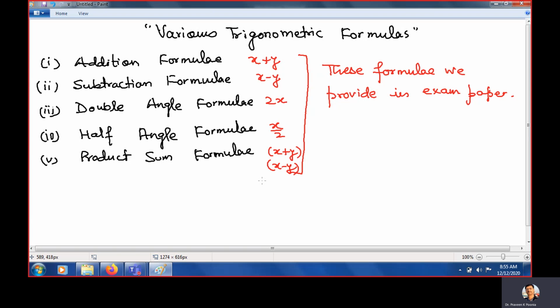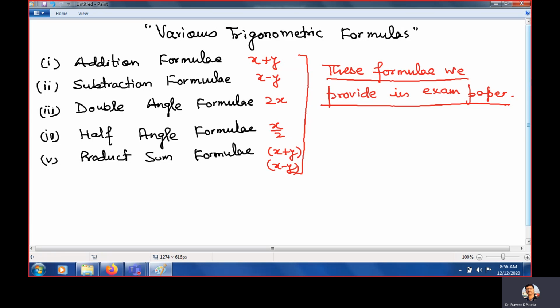We will study these. And the best thing in this particular lecture is whatever these 5 types of formulae we are going to study, please remember, all these formulae we provide in the exam paper. Clear? So try to learn them. But if you cannot do it, no need to worry. We provide these formulae in your exam.